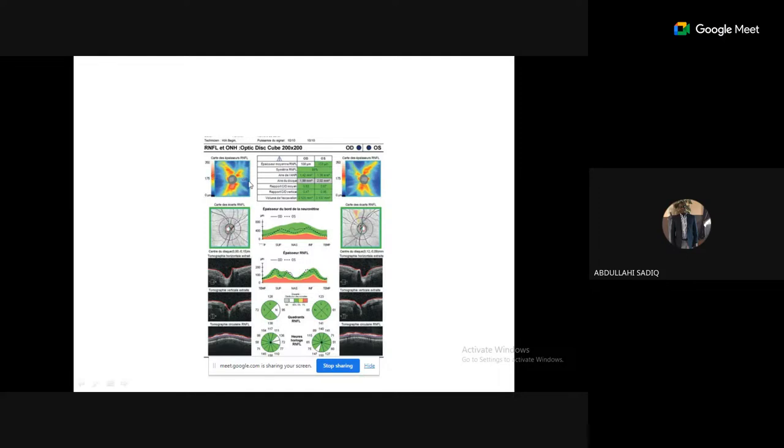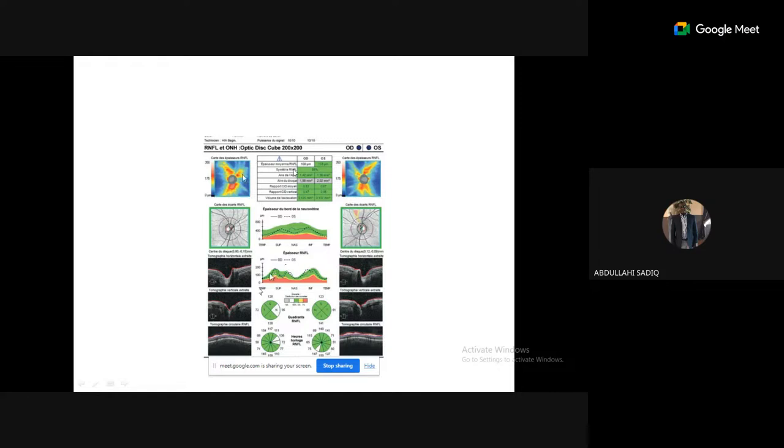This is the retinal fiber layer map. This is the deviation map, and this is the TSNIT graph. It compares the retinal fiber layer between the two eyes across the different quadrants of the optic nerve head, and then this is the quadrantic distribution. It gives you the average retinal fiber layer thickness in the superior, inferior, nasal, and temporal quadrants.